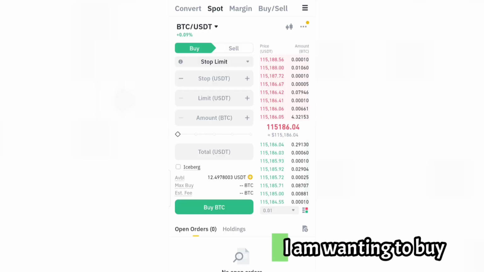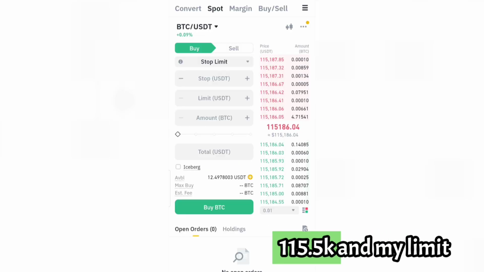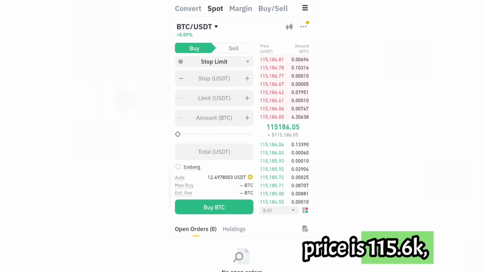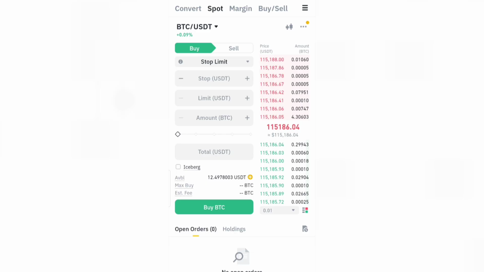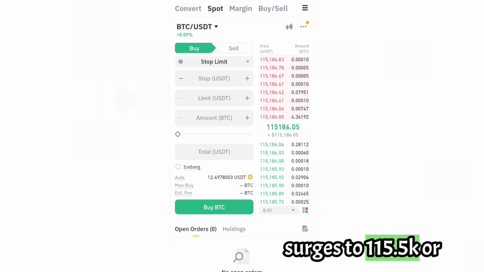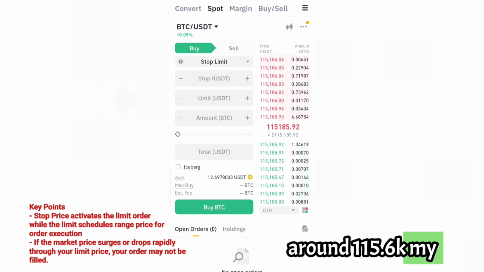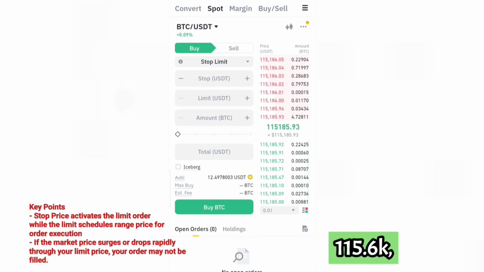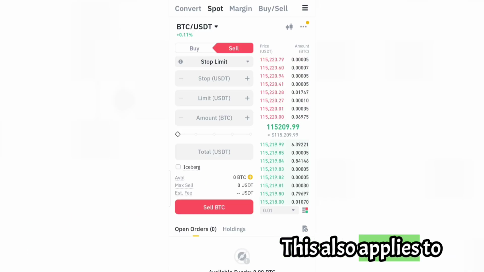For example, I want to buy $5 worth of Bitcoin at a stop price of 115.5K and my limit price is 115.6K. That is the highest price I am willing to buy at. If the price of Bitcoin surges to 115.5K or around 115.6K, my order will be filled. But if there are no sellers below 115.6K, my order might not be filled. This also applies to selling.